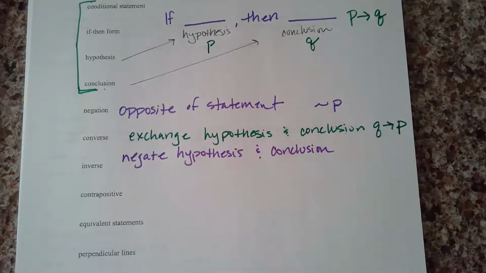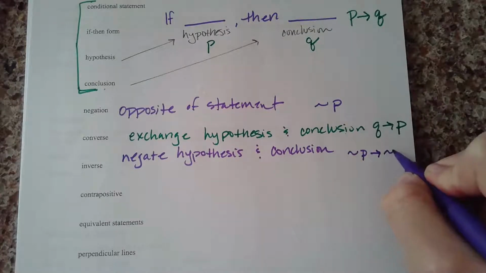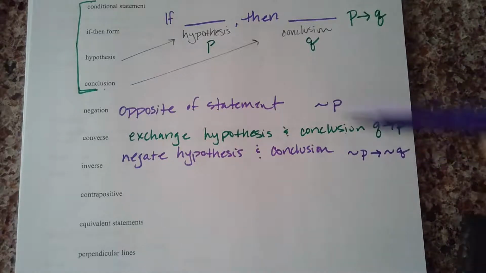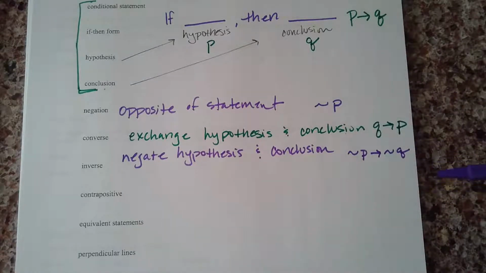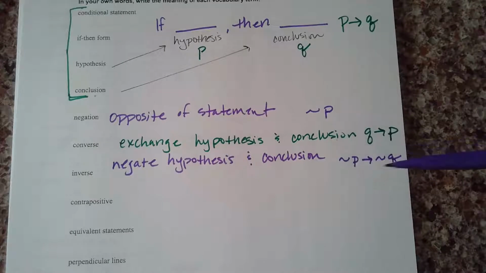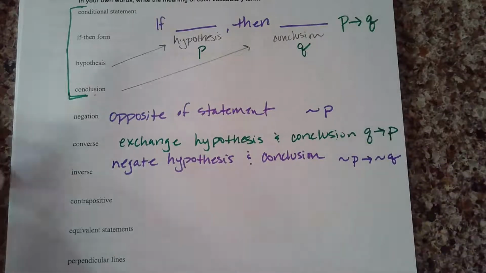In symbols, the inverse would look like not P implies not Q. This little negation symbol, that wave thing that I write, I always read as the word not, because it's the opposite of P. So this would imply, if it's not Monday, then we don't go to school. Instead of saying, if today is Monday, then I go to school, I would say, if today is not Monday, then I don't go to school. That would be the inverse of my statement.